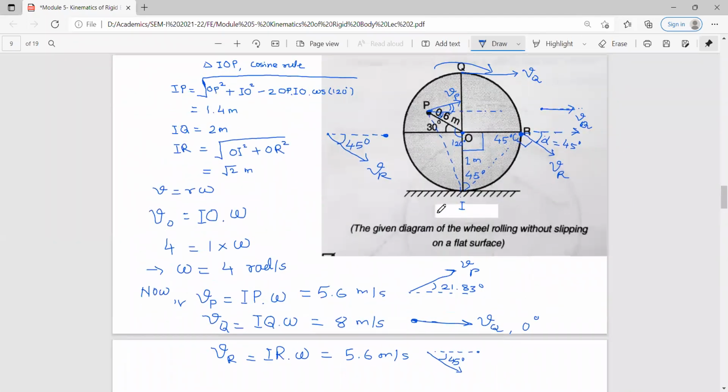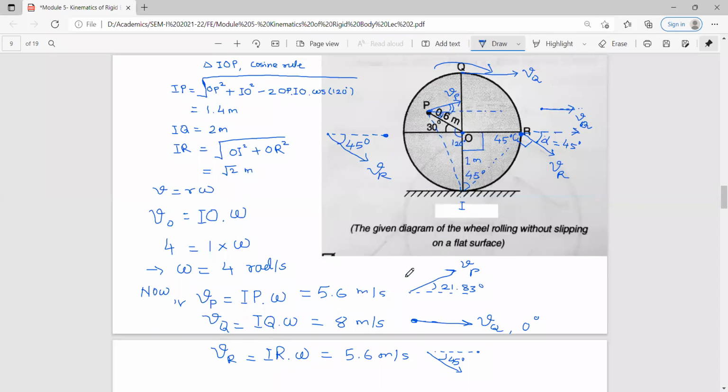So all of you understood this numerical? Yes. Only a few concepts are there and one formula, and then the rest is your geometrical relations, finding out the distances. Sir, why are we finding the angles, this 21.83, 45 degrees?